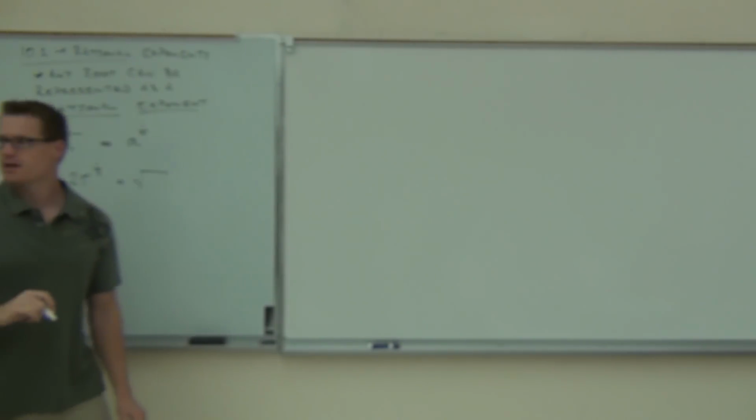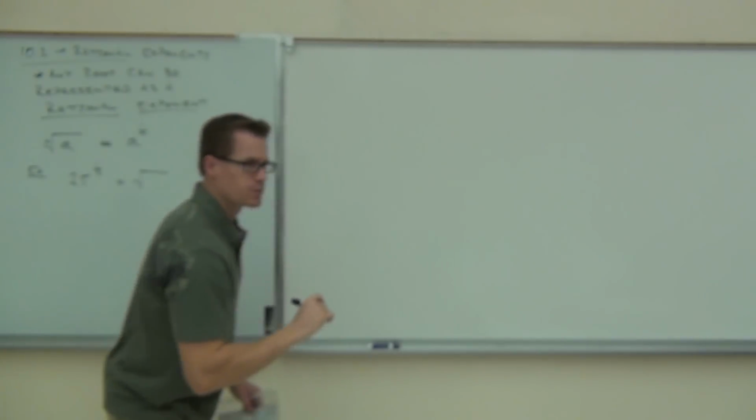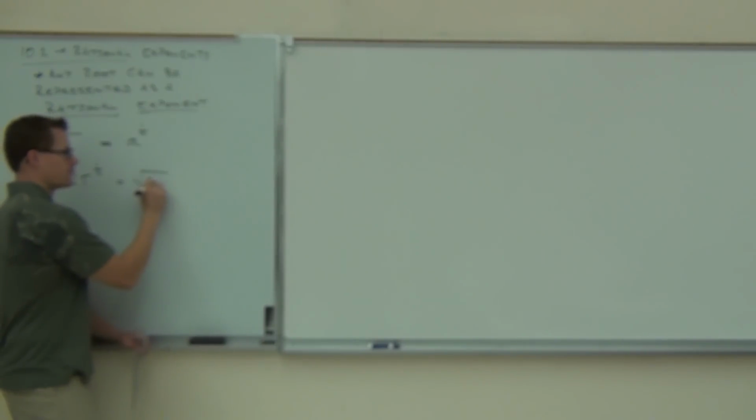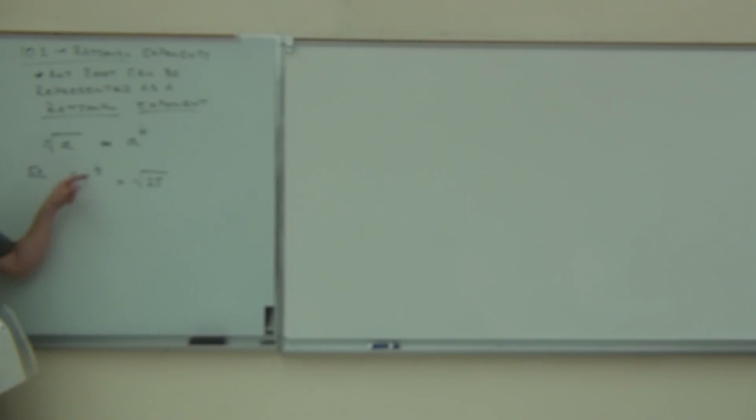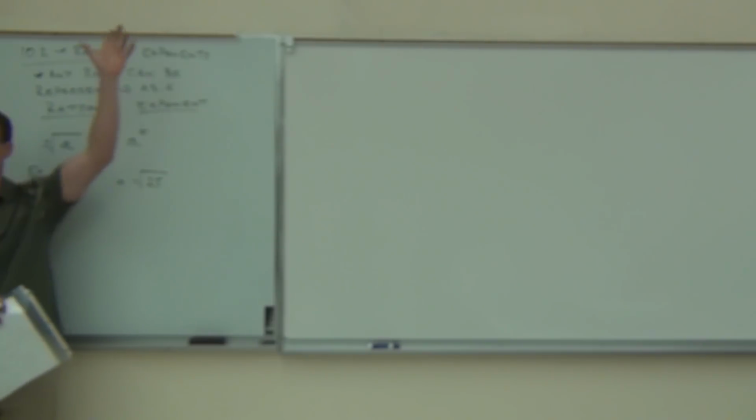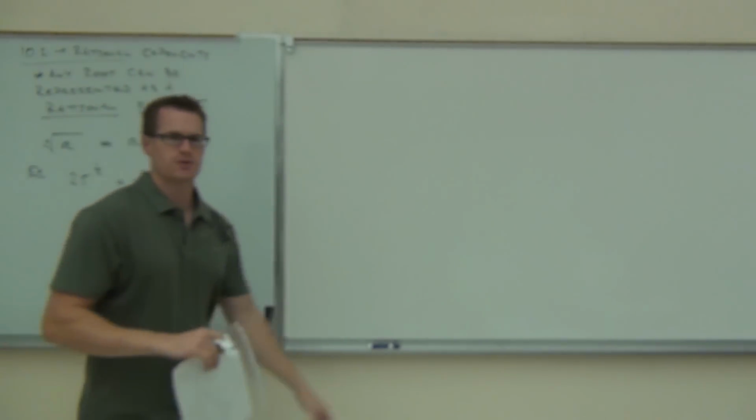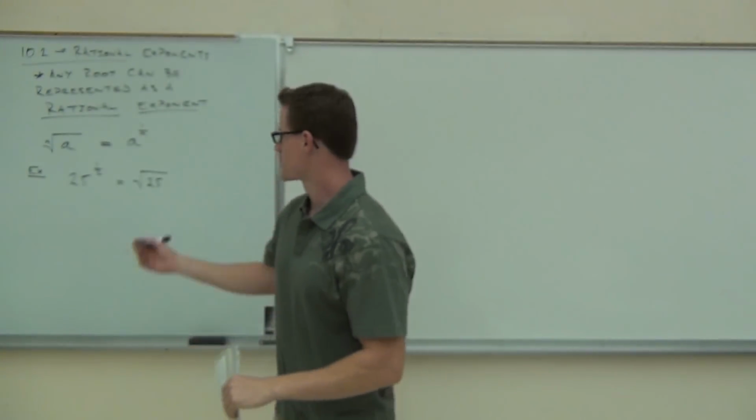What's going to go on the inside of our square root? 25 to what power? First. Yeah, the first power, because that number right there is a 1. How many feel all right with this? What is 25 to the 1/2 power? Or in other words, what's the square root of 25?